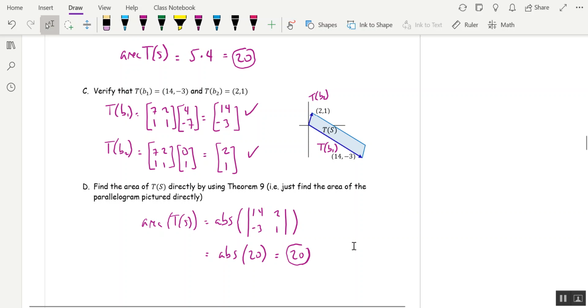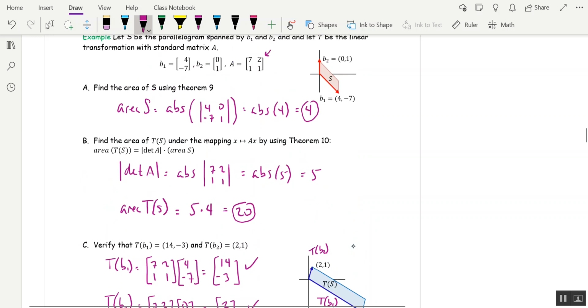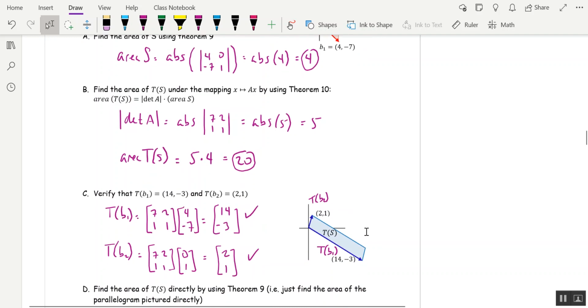But we had to do a lot more work. So if you don't use the theorem, you actually have to find the new parallelogram and then use theorem 9. Theorem 10 allows you to avoid that. You just find the area of the old parallelogram, or whatever region it is, and then multiply by the absolute value of the determinant of the standard matrix. Okay, and that is it for this section.